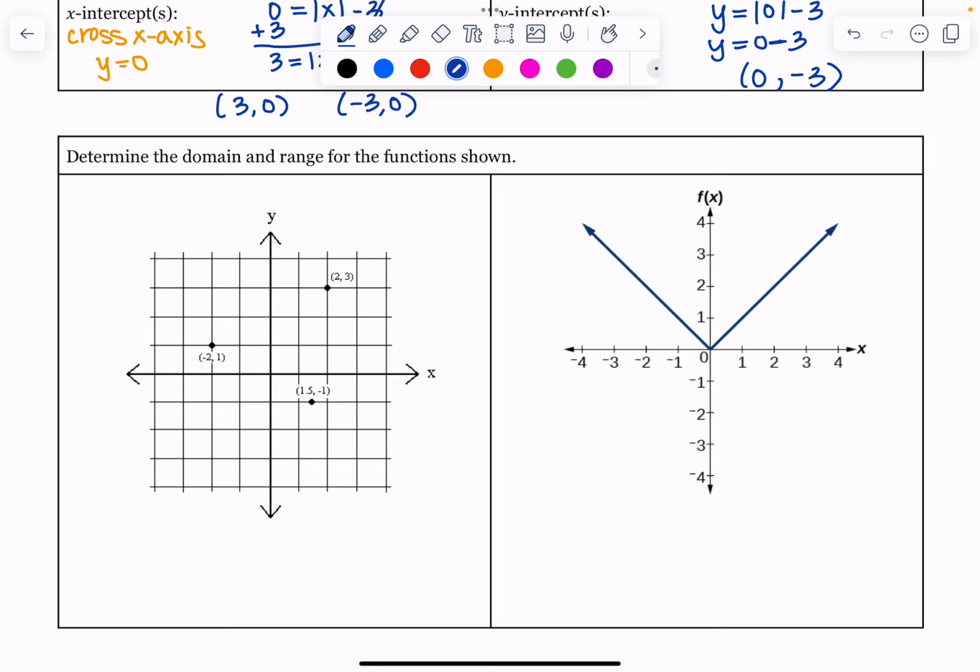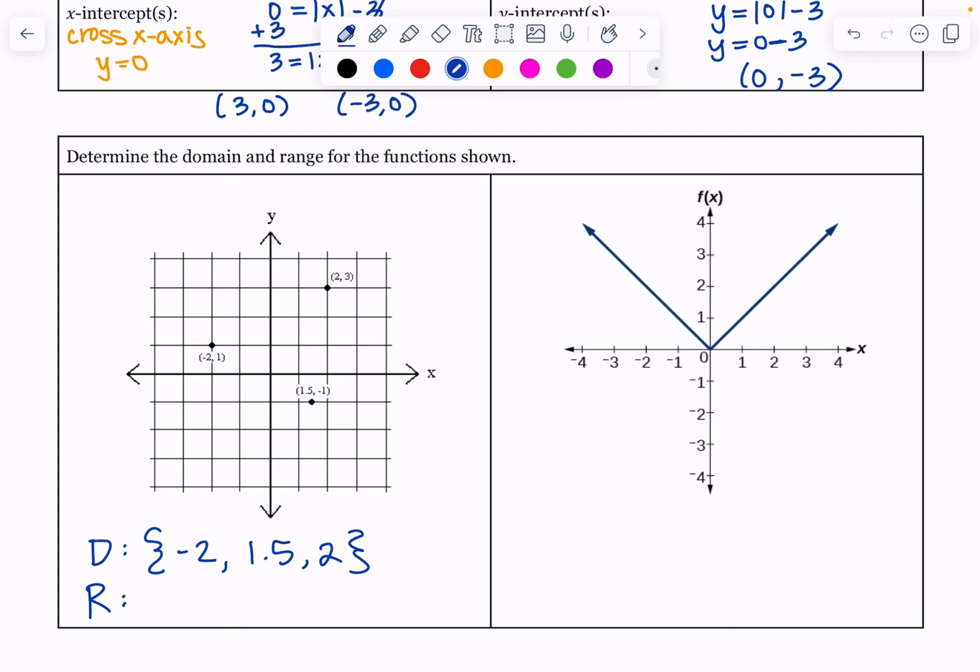Next says determine the domain and range for the function below. And remember, domain is x values. So it gives us those 3 points. We need to list out the x values. Typically, you list them smallest to biggest. So if we do that, we would have negative 2, 1.5, and 2. Those are the 3 x values for those 3 dots.